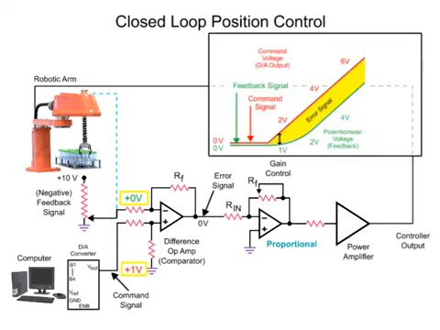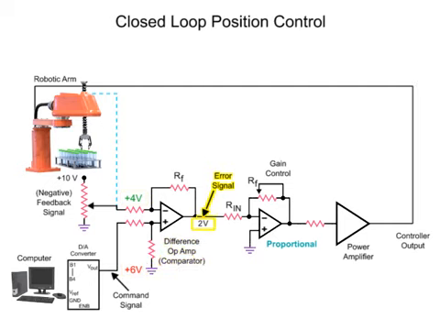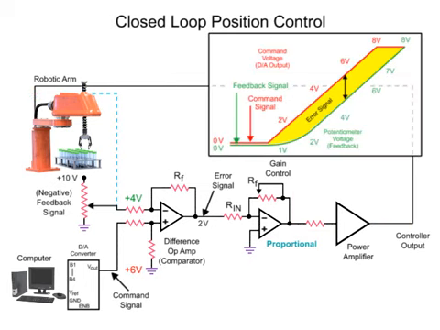In this system, there is not an immediate response by the robotic arm to the command signal. The delay of the arm and feedback signal creates a positive error signal voltage at the output of the difference op-amp. The error signal is inverted by the proportional difference op-amp to a negative voltage. The voltage is then amplified by the power amp and inverted to a positive voltage and applied to the motor of the robotic arm. The robotic arm moves to the desired position until the error signal at the difference op-amp is 0.